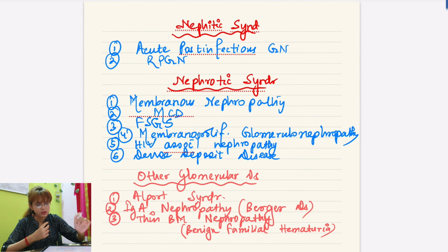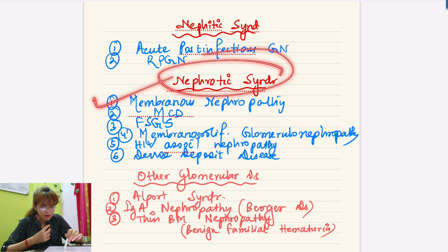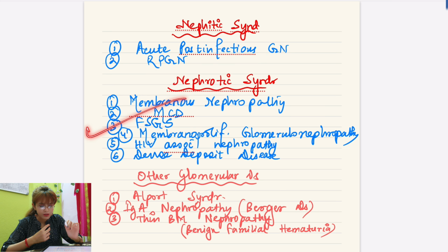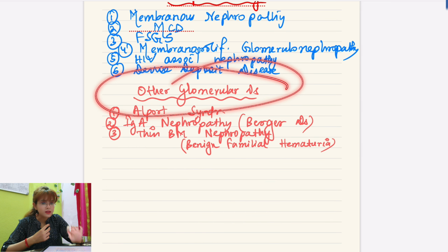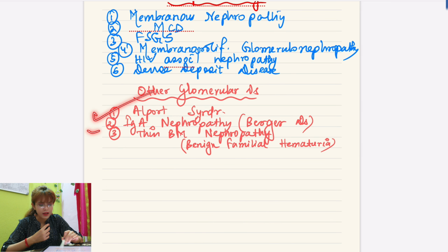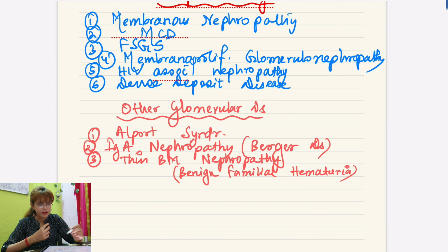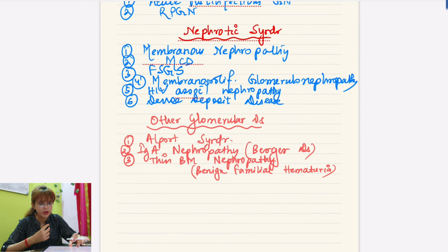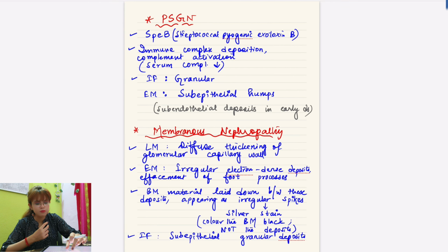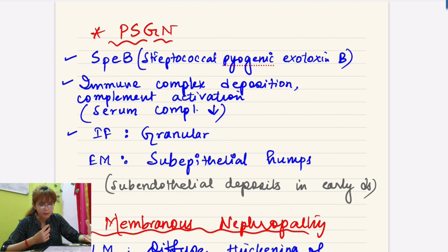Now this is the classification. Nephritic syndrome, you have the PSGN, the RPGN. Nephrotic, you have the membranous, minimal change disease, FSGS, membranoproliferative, HIV associated, and dense deposit disease. We'll talk about all these things in detail. What about the other glomerular diseases? The Alport syndrome, IgA nephropathy, or the Berger disease. Mind you, this spelling is important. And we have the benign familial hematuria. Now I will first take you through the important points and give you a hang of the chapter before I go into the details of it. What about the PSGN, post-infectious glomerulonephritis?